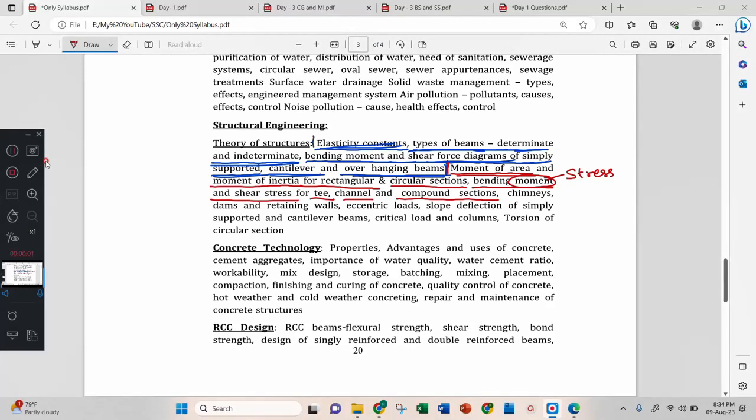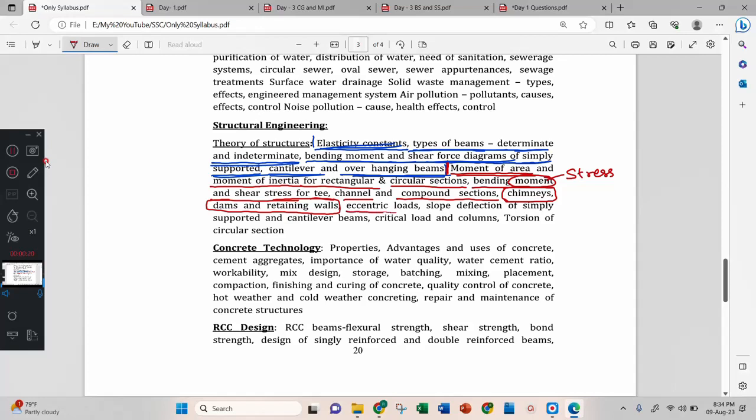After that we have chimneys, dams and retaining walls. I don't understand why they have included chimney here and dams and retaining walls here. Okay, this is nowhere related to moment of inertia, stress and all. Something is missed here.